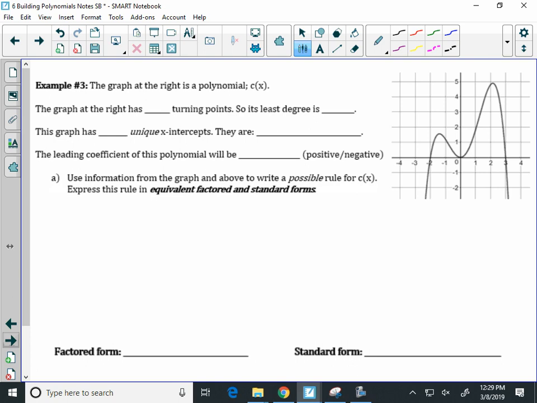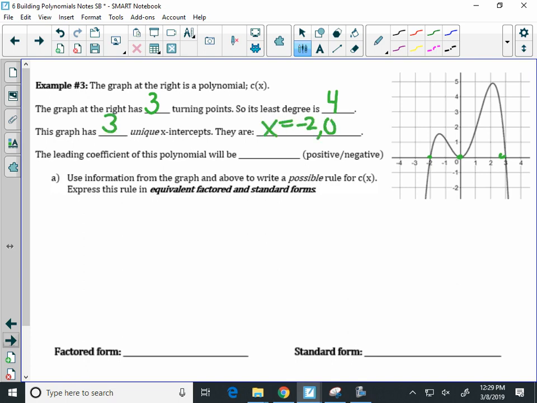Well, now let's build a polynomial from a graph when that's a little bit more complicated than a parabola. So the graph at the right has how many turning points? 3 turning points. So what's the least degree that this polynomial could have? 4. Good. One more than the turning point. How many unique x-intercepts does this graph have? 3 of them. What are they?